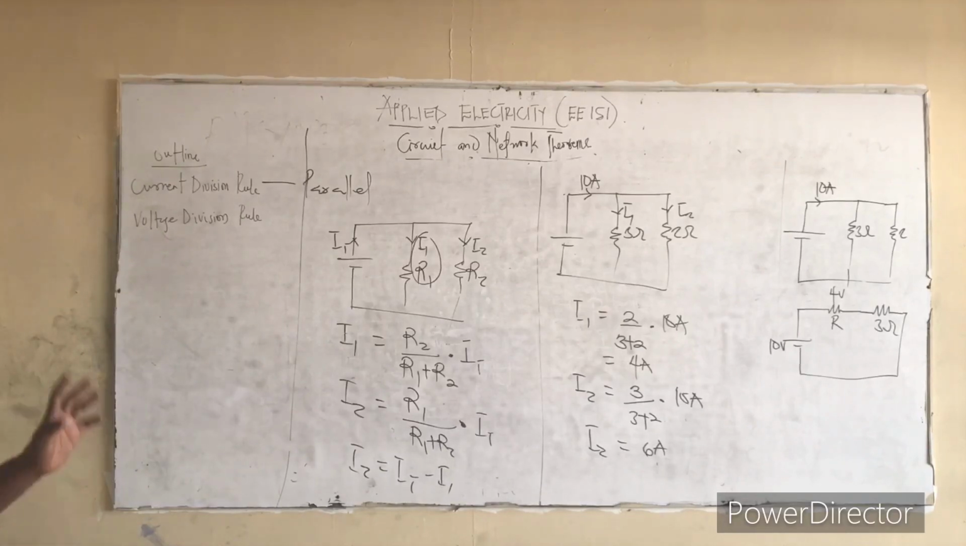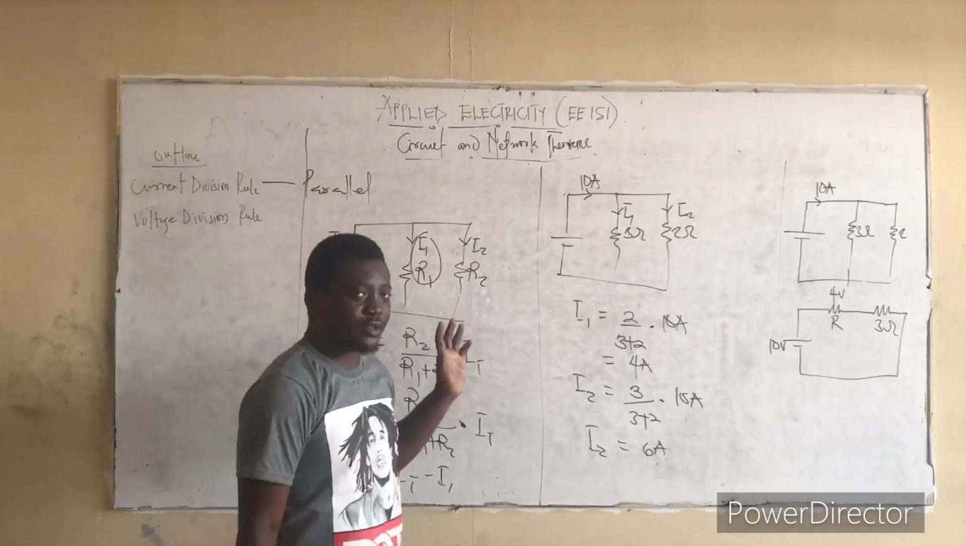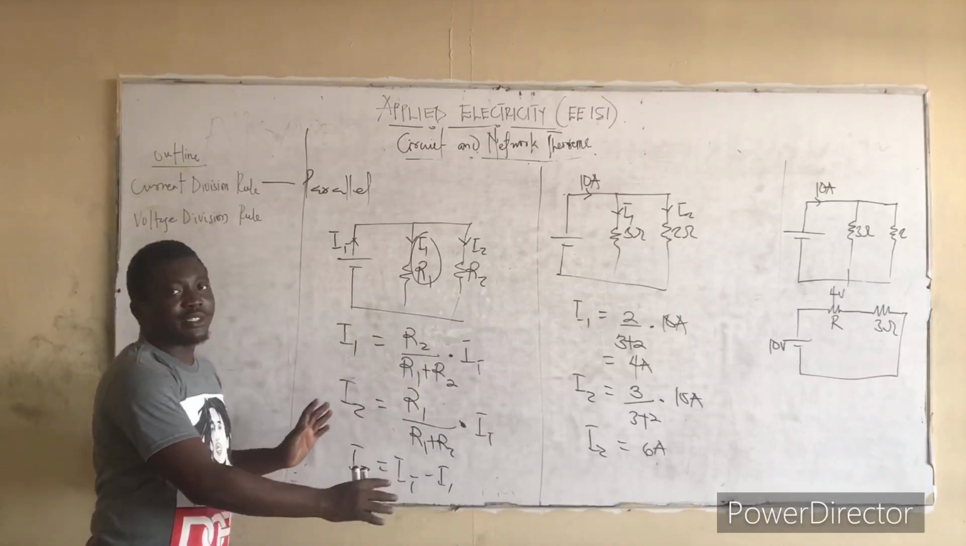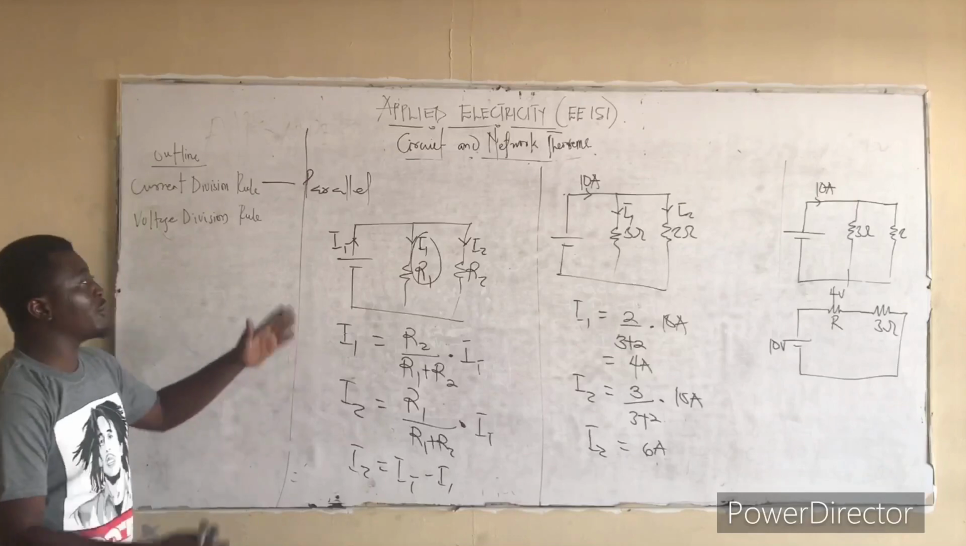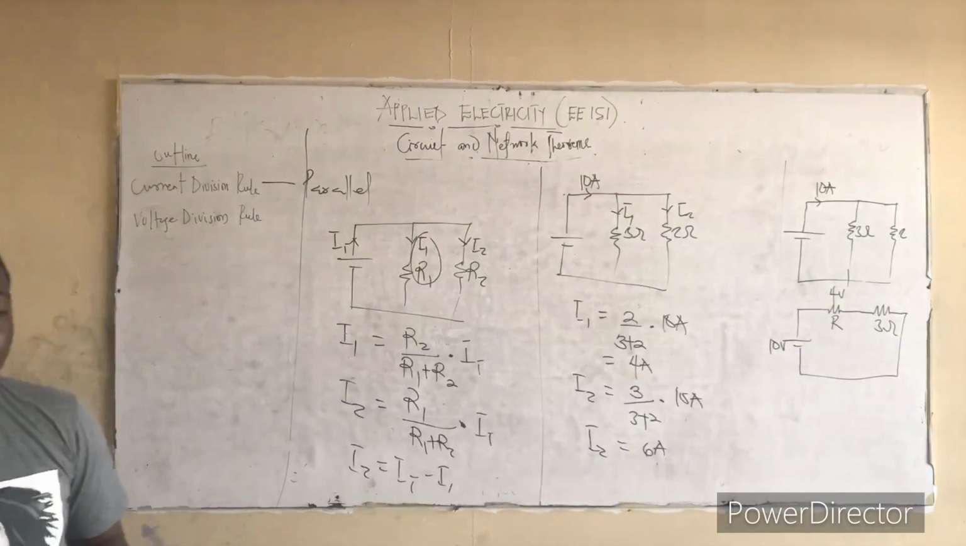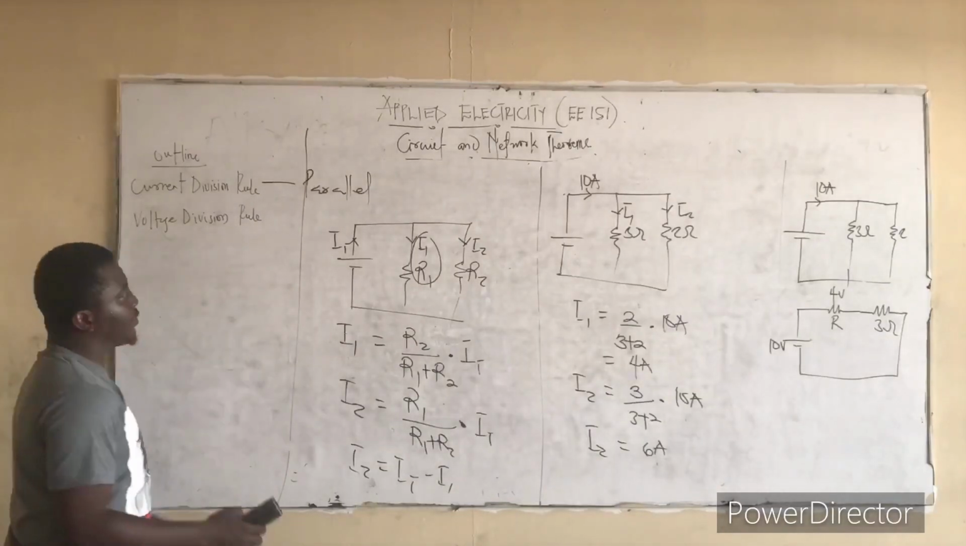But a lot of complicated questions can be set on this. It is very simple. Just understand the concept. Any question that they will give you, whether they are 4 or 5 resistors, you'll still apply the same concept. Okay. So let's go to the voltage division.